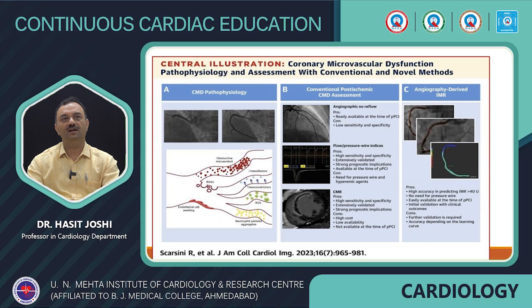So this is the central illustration: coronary microvascular dysfunction pathophysiology and assessment with conventional and novel methods. We can assess with coronary angiographic flow, pressure wire indices, CMR, and angiographic derived IMR. The pros of this are high accuracy in predicting IMR more than 40 units, no need for pressure wire, easily available at the time of primary PCI. Initial validation has been done. The cons are further validation is required, and accuracy depends on the learning curve.